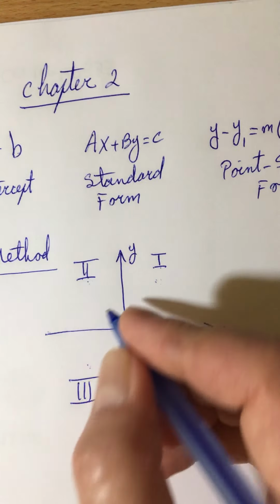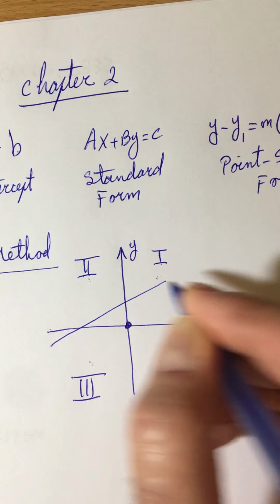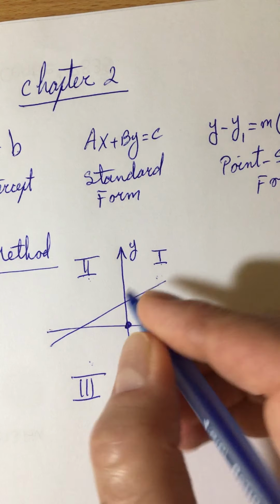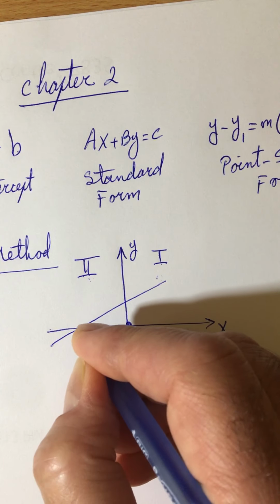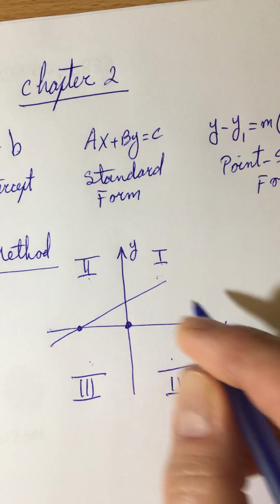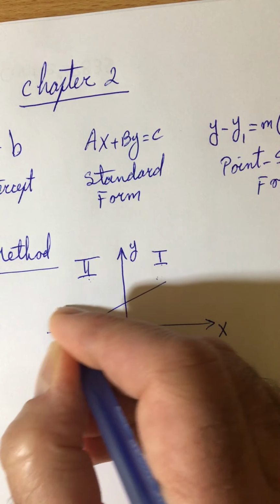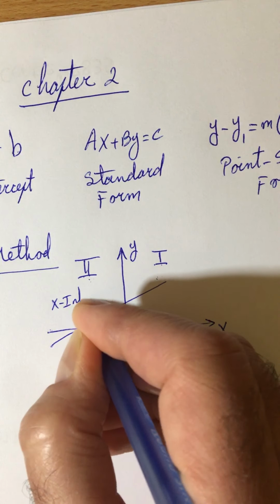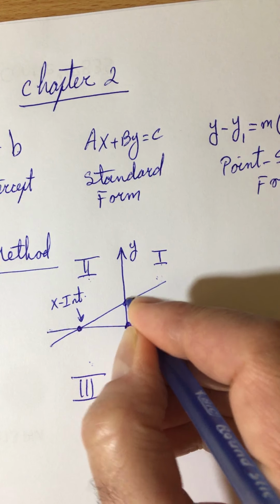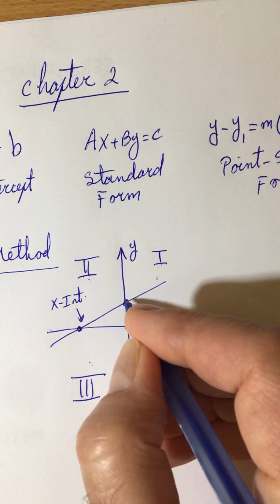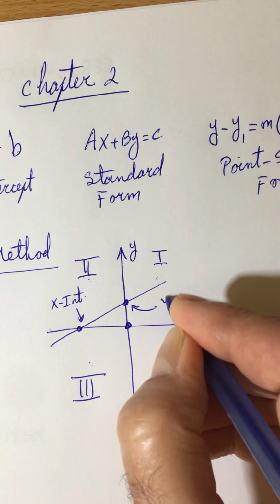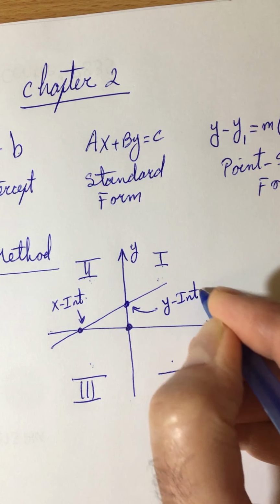So let's say I have a graph, a straight line that goes like this, where it intersects the x-axis. That's called the x-intercept. And where it crosses the y-axis, we call it the y-intercept.